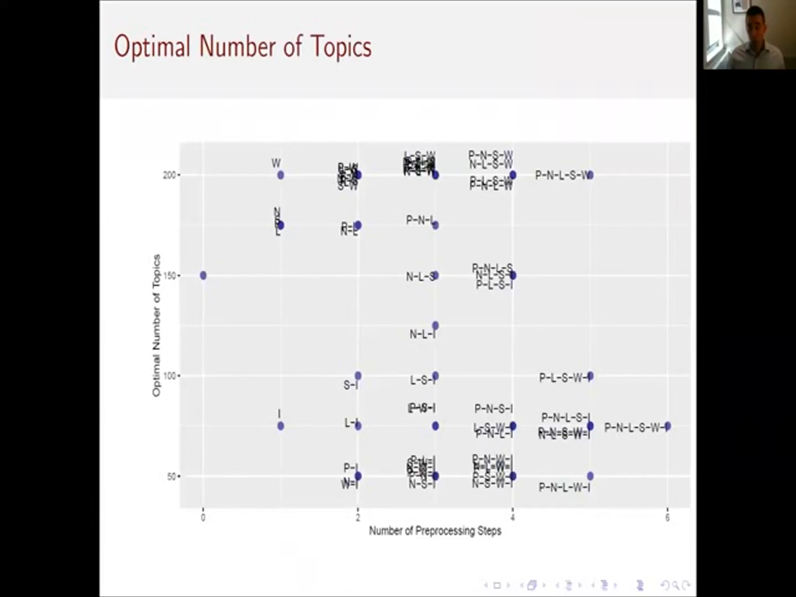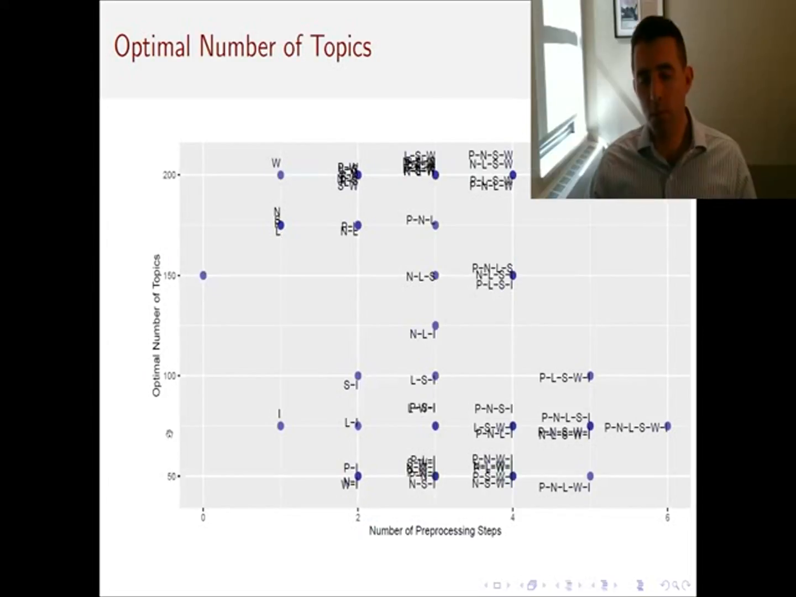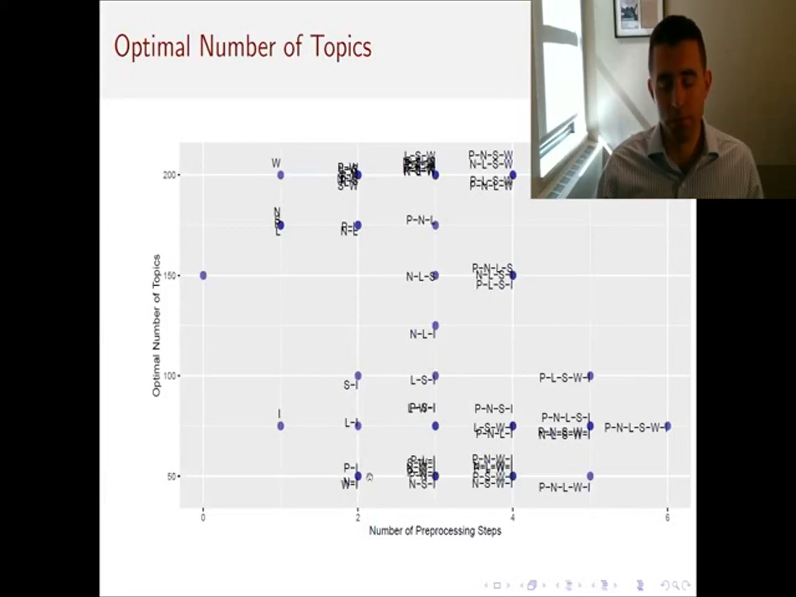So what are we looking at here? On the x-axis, we're doing different numbers of pre-processing steps. And on the y-axis, we've got the optimal number of topics, okay? And in the paper, we move through different numbers of topics in each case, and we try to work out which, by this perplexity measure, is optimal.